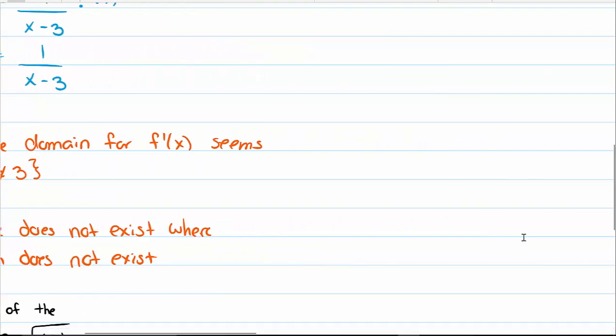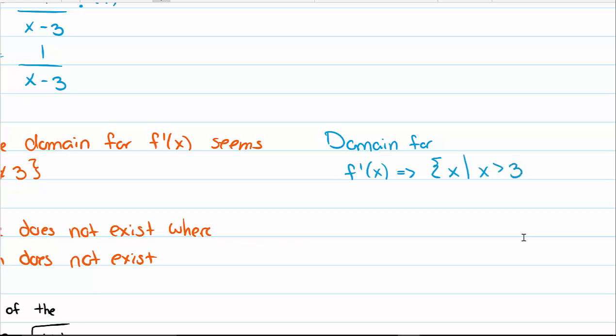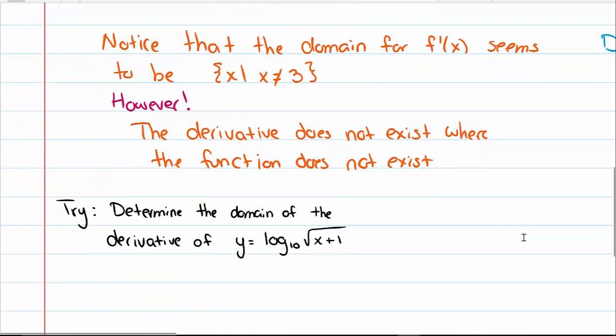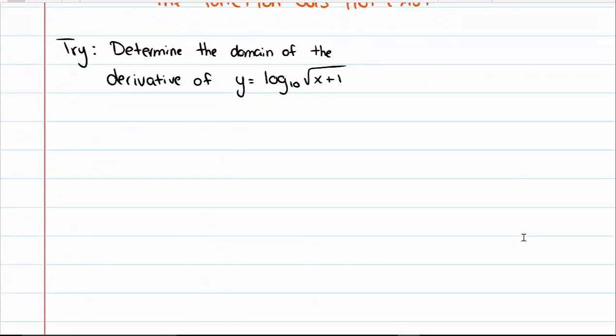Okay, so the actual domain for f prime of x is actually x such that x is strictly greater than 3. So I need to combine both the domains, which means I cannot include 3, and I have to be strictly greater than. Okay, so now what I want you to do is try this one on your own.